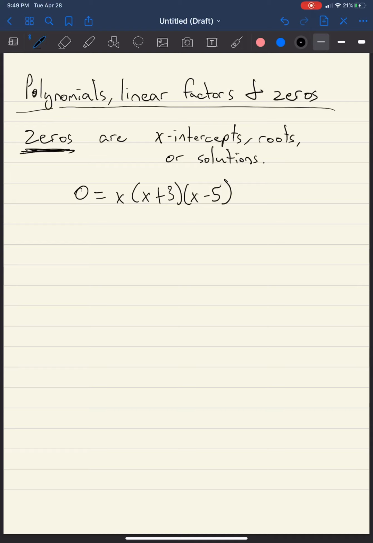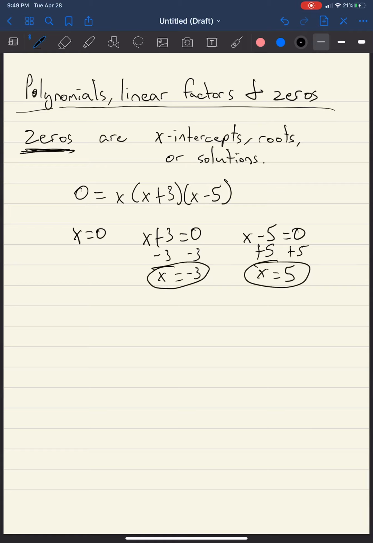What we can do is set each of these factors to 0. The first one's easy: x equals 0, x plus 3 equals 0, and x minus 5 equals 0. The nice thing is x equals 0 is already solved, and then I just have to solve these other two. So we have x equals negative 3, and here x equals 5. These 3 are my x-intercepts.